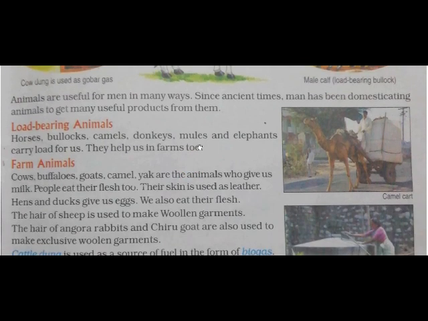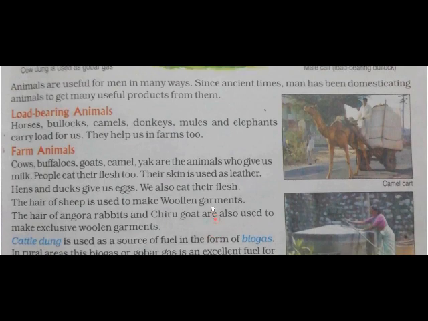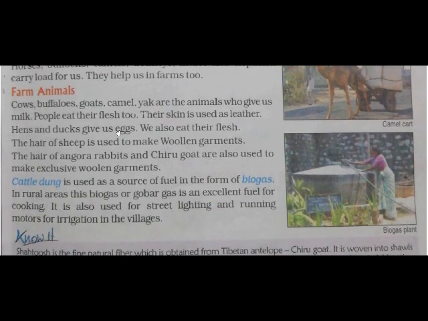Now farm animals. As you are seeing in the picture, the camel's cart, you can see how the camel is used for load bearing. Farm animals: cows, buffaloes, goats, camels and yaks are the animals who give us milk. People eat their flesh too. Their skin is used as leather. Hens and ducks give us eggs. We also eat their flesh. The hair of sheep is used to make woolen garments. The hair of Angora rabbit and Chiru goat is also used to make exclusive woolen garments.